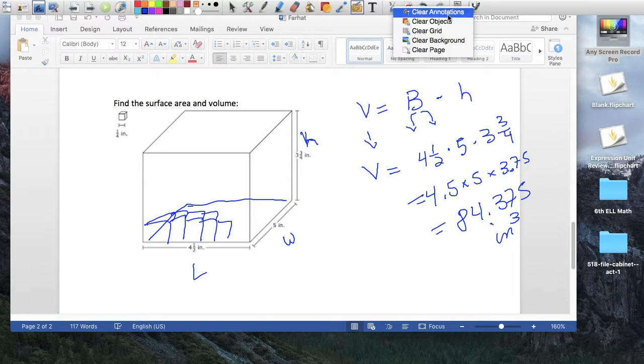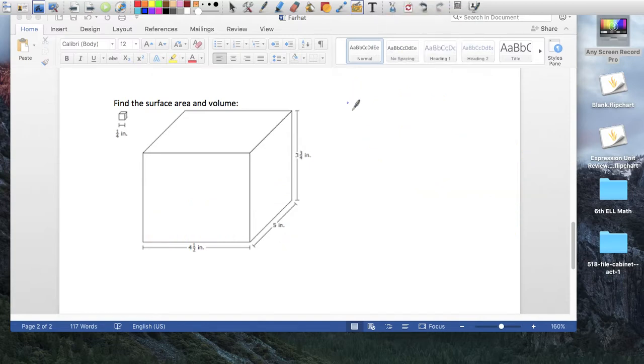Okay. The second one is a little bit more annoying because it's a little bit more work. So surface area, right? We want to add the area of each of the faces here, so we're going to get 2LW plus 2LH plus 2WH. Let me write length, width, and height.